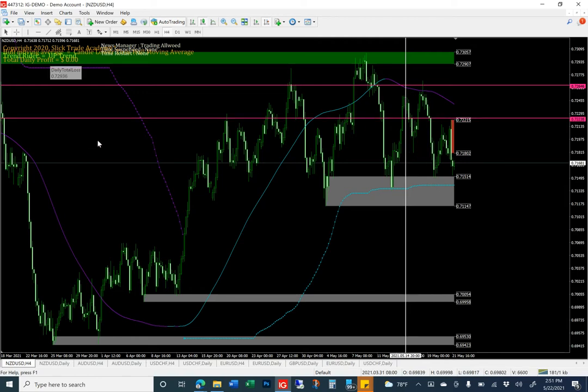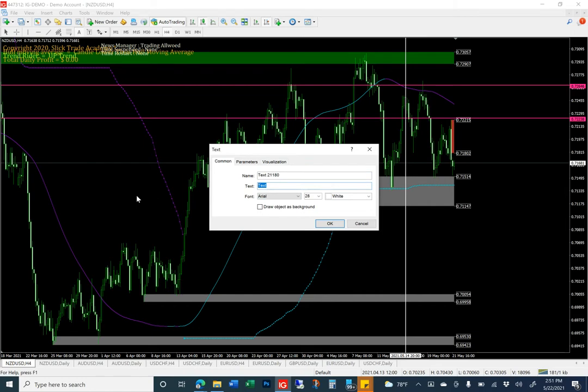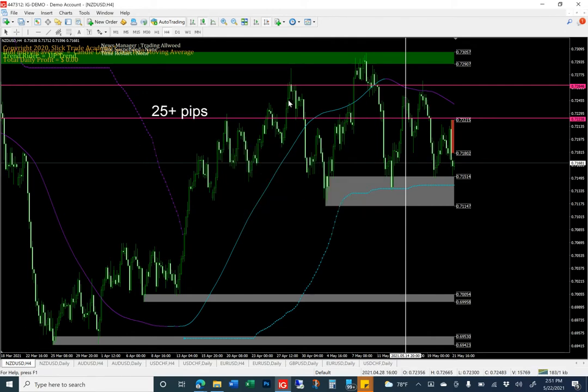Okay, so we went up 42 pips in profit with that break. As far as results are concerned, that would be 25 plus. Okay, so real nice move there, especially for the 4-hour.